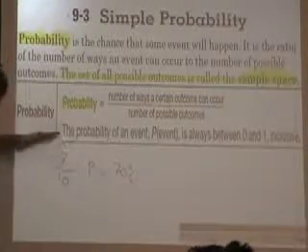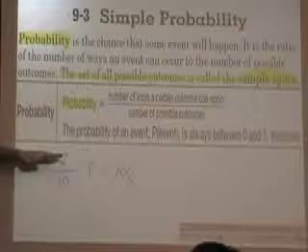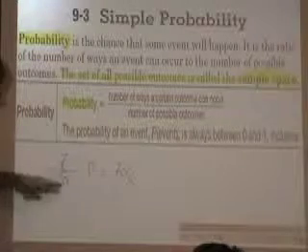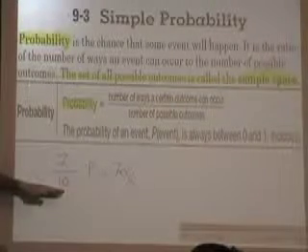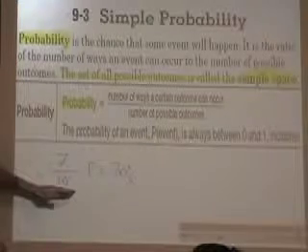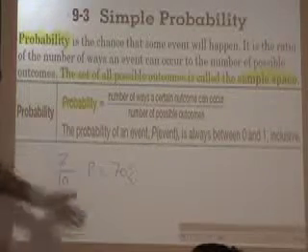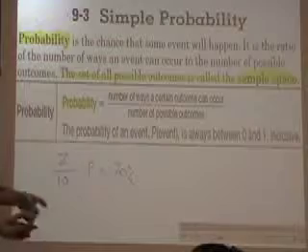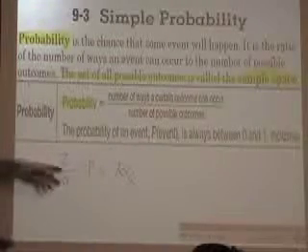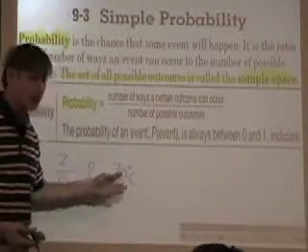Okay? You put the number of the ways the thing did happen over the number of ways it could have happened. Okay? He shot 10 free throws, so he could have made 10. But how many did he make? 7. So his percentage is what? 70%.